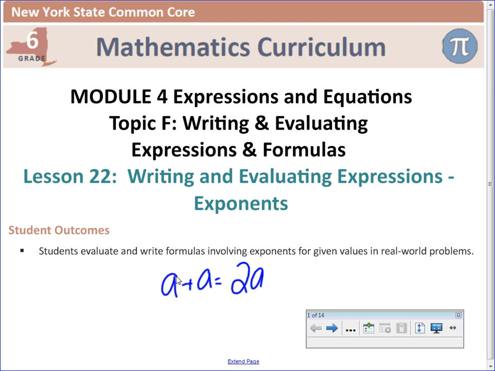But if we had a times a, how would we write that? A squared, or a to the second power. That's how it could be written, okay? So remember that the first one is multiplication is repeated addition, and exponents are repeated multiplication. And that's what we're going to look at today, the repeated multiplication.